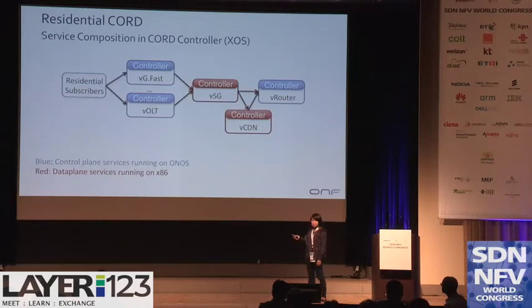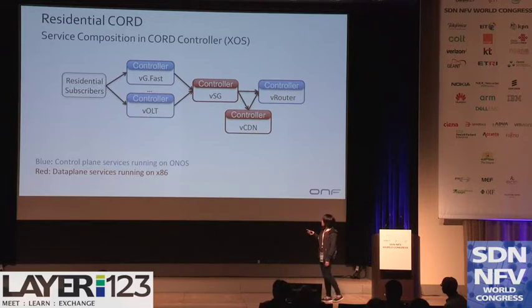So residential CORD. As Timon and Oz had mentioned earlier, XOS is our service deployment platform. As part of the service graph, what you're going to see is essentially a set of control functions that are deployed as part of the fabric so that we can push functionality down, and that can be handled within either the access devices or within the switches, as well as data plane services that can be run in VMs, containers on x86 servers.